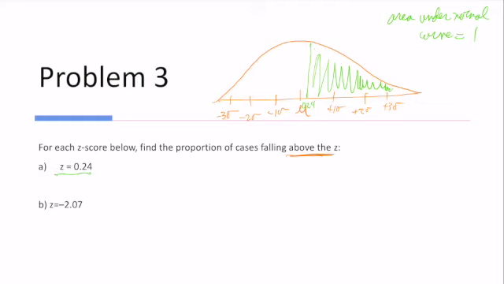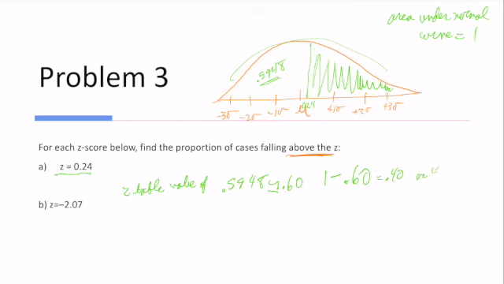So if I go to my z-table, for the z-score of 0.24, I find a z-table value of 0.5948. So that means the area over here is 0.5948. I'm going to go ahead and round that to 0.60. So if I took 1 minus 0.60, right, the whole area is 1. I want to subtract what I found from 1. That gives me 0.40 or 40%.